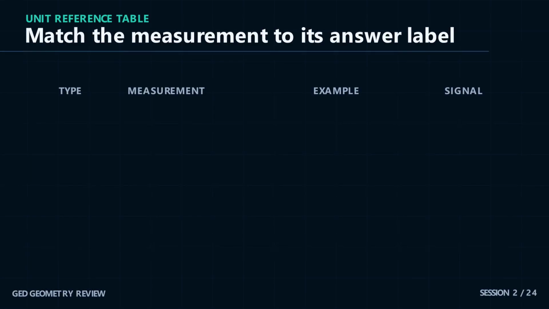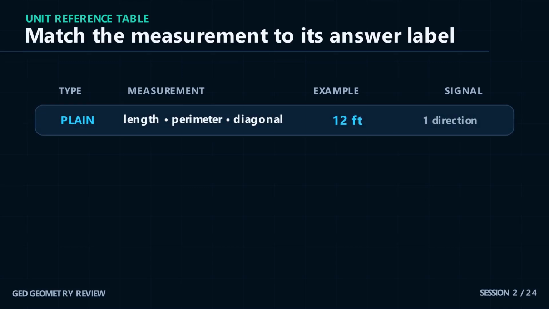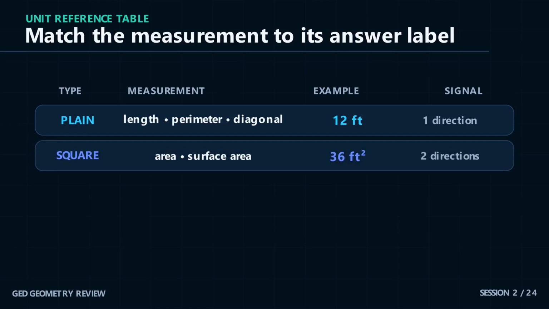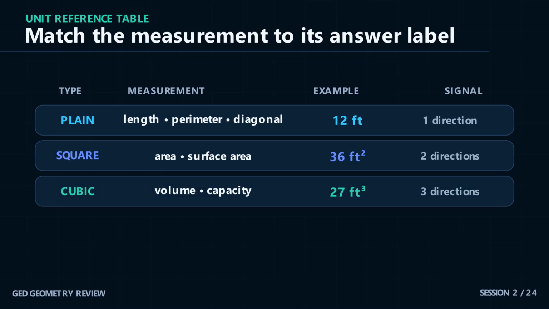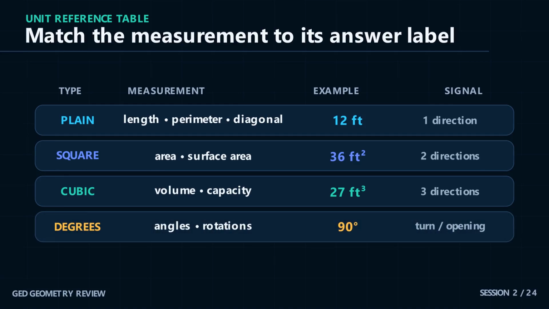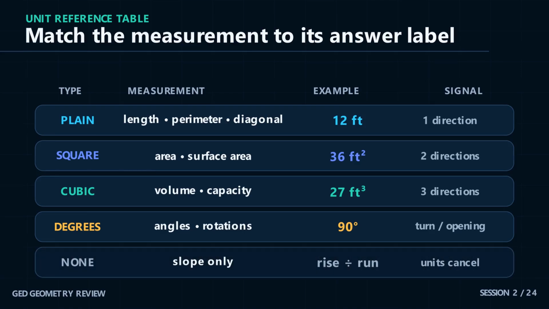Here is the complete reference. Plane units go with length, perimeter, circumference, and diagonals. Square units go with area and surface area. Cubic units go with volume and capacity. Degrees go with angles. Slope is the special case. Slope is rise divided by run. When both measurements use the same length unit, the units cancel, leaving a unitless ratio. Read each row from measurement to unit type to example.